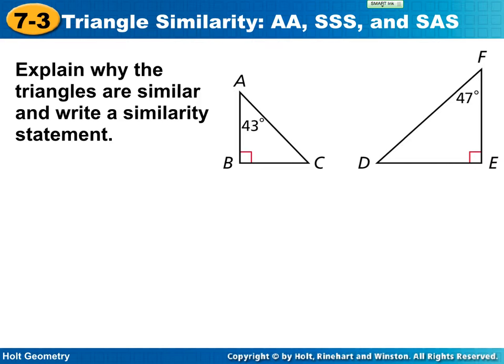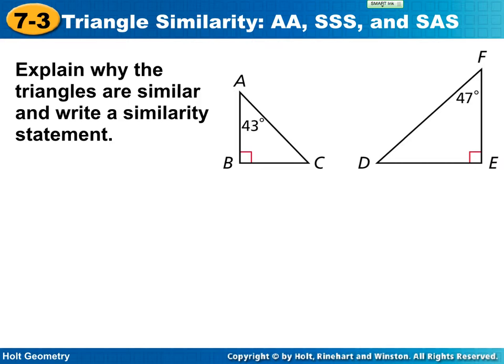I guess it's saying explain why they are. So it's implying that they are. Doesn't look like they are. I see 90 degrees and 90 degrees, but then I see 43 and 47. Those don't match. Triangle sum theorem.